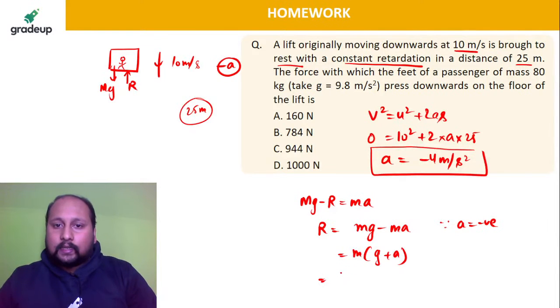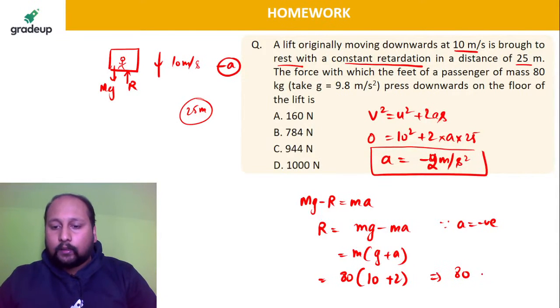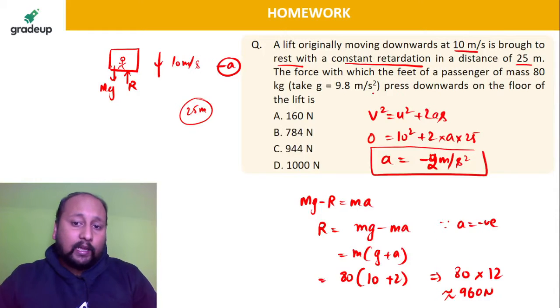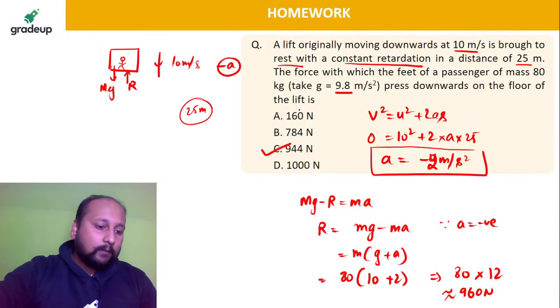So what's the mass? 80. Okay, mass is 80, that is 10 plus 2, so we are having 80 into 12. So approximately your answer will be 960 Newton. But you have to take g equal to 9.8. Okay, so your answer is option C.